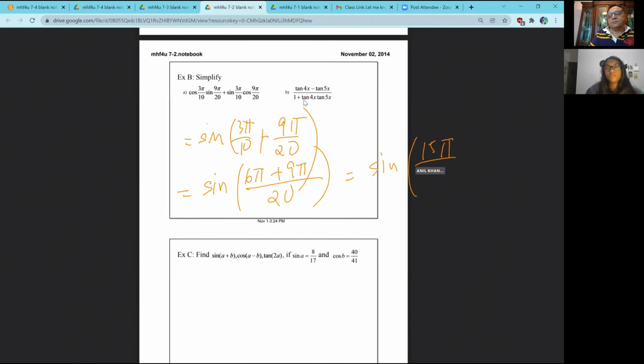All right, and you can simplify this. So sine of, dividing both by 5, you get 3 pi by 4, correct? So that is how it could be simplified. You see that? Direct application of the formula. Is that clear to you? Yeah. So in this case, we were doing the reverse of what we've been doing. Yes, it's the reverse.